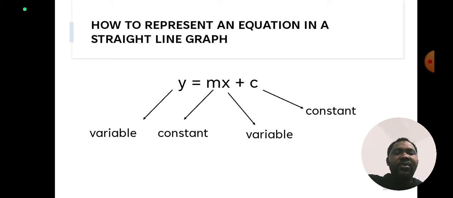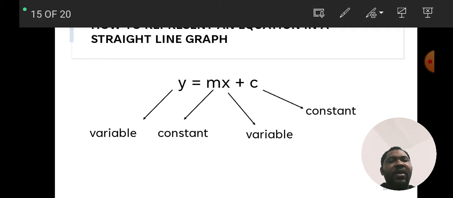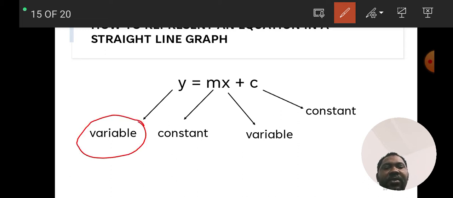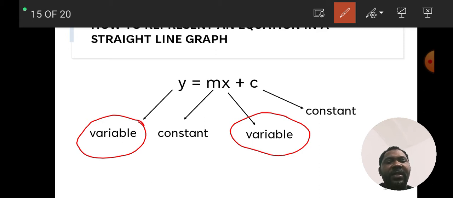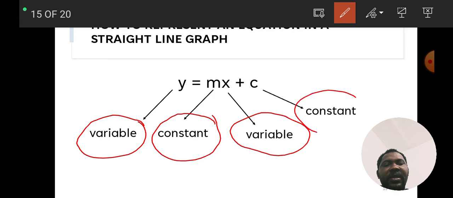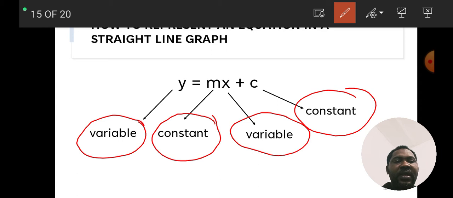Before we do that, we need to have a basic understanding. Like we have here, y equal to mx plus c. You can see that y and x are variables here. They are both variables, that means their values change. In the previous video, I mentioned that y is a dependent variable and x is an independent variable. But I'd like you to notice also that m and c are constants. So the slope is a constant, and the y-intercept on the y-axis is also a constant.